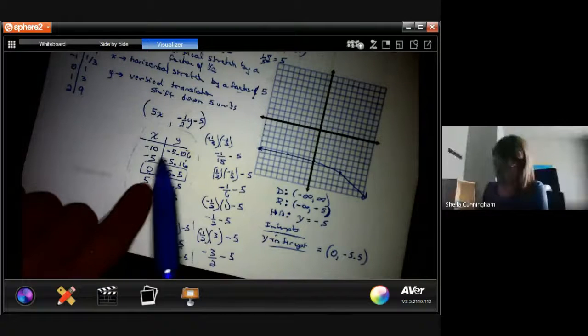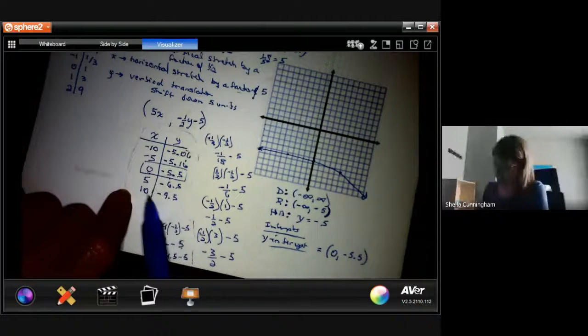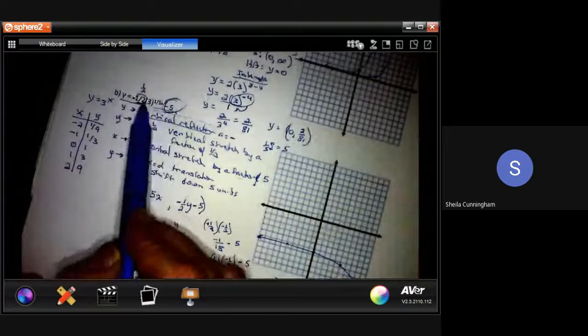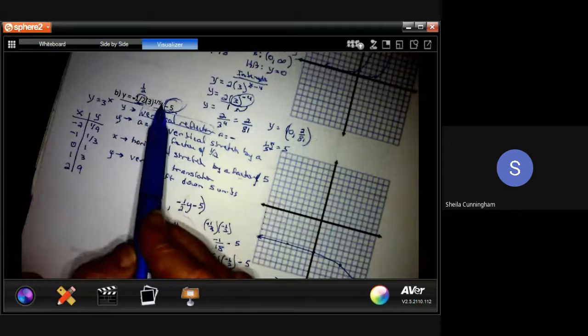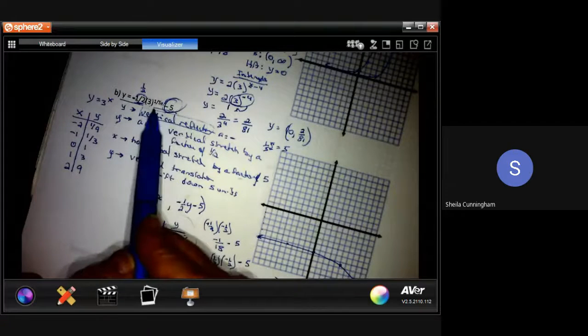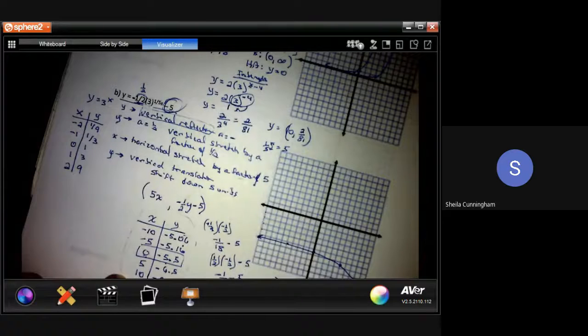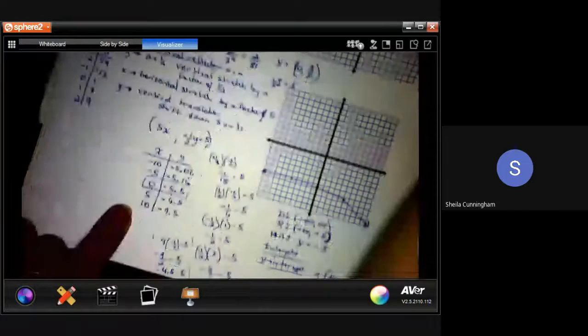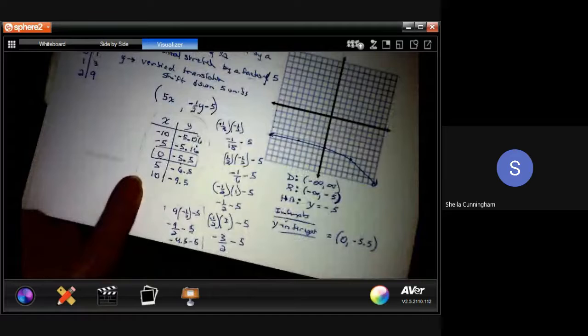If it didn't show up in this particular graph or in our table, then we'd come back to here and find it the same way. We'd put 0 in for x, solve all of this out, and we would still come out with negative 5.5 as the answer.